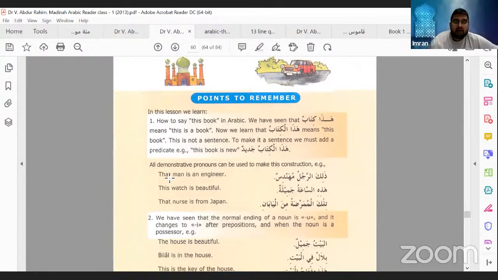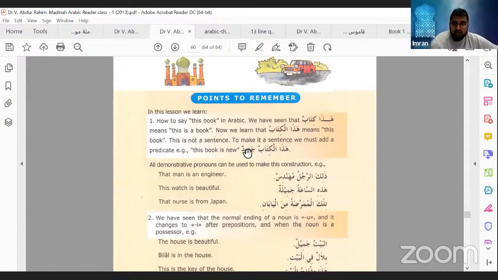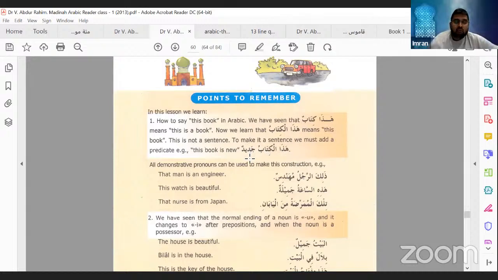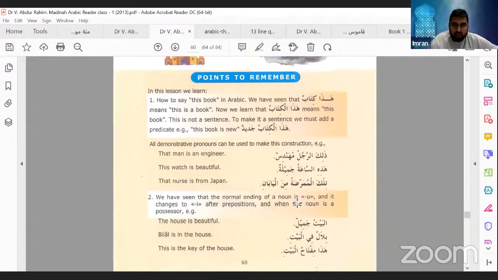Predicate is the khabar, okay? This book is new. Hazal Kitabu Jadidun. Is this clear now? So Jadidun, all khabar or predicate always comes nakira with tanween. So Hazal Kitabu is the mubtada and Jadidun is khabar. All khabar come nakira with tanween. Jadidun, okay. So these are examples here now. Few more examples.